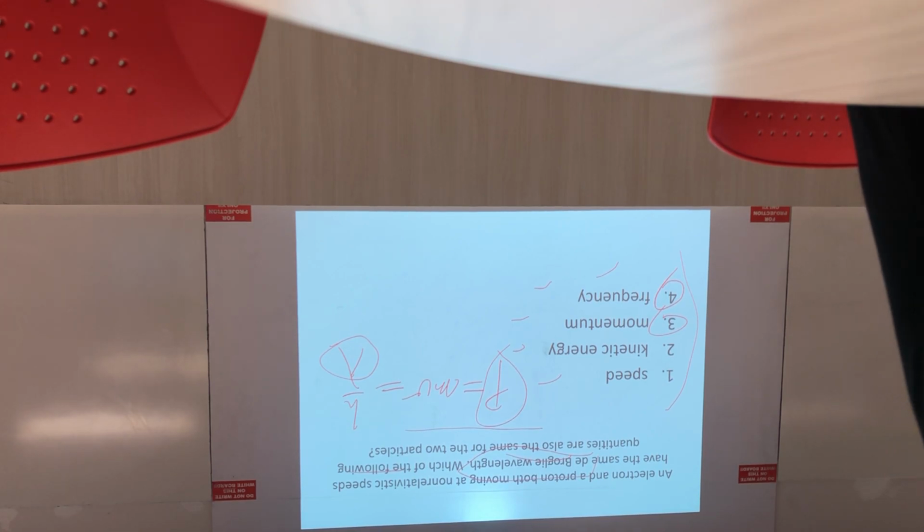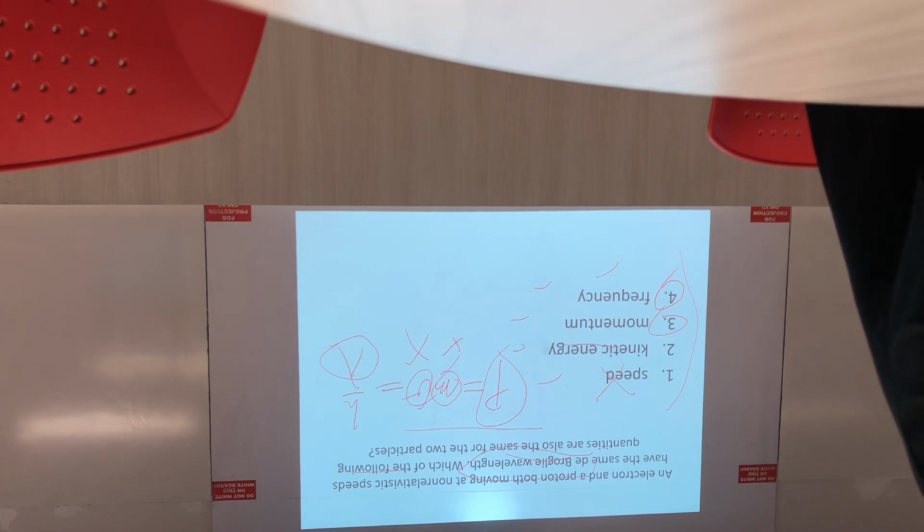Now, what about the mass? The proton and the electron carry different mass. In other words, the speed is going to be different too. The speeds for the proton and the electron are different. So speed is not the correct answer. Then let's move on to kinetic energy.